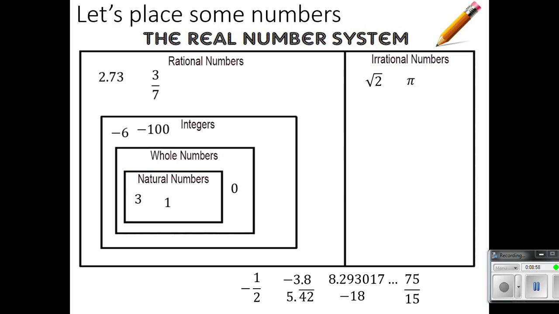-1/2, now I know it's negative, so you're thinking, well, maybe it'll fall into the integers, but remember, integers are the whole numbers and 0 and the negative whole numbers. So the -1/2 would be a rational number because it's a fraction. A -3.8 would also be rational because it's a decimal that terminates. 5.42 is a repeating decimal. That line above it means repeating decimal, so it would go under the rational numbers.